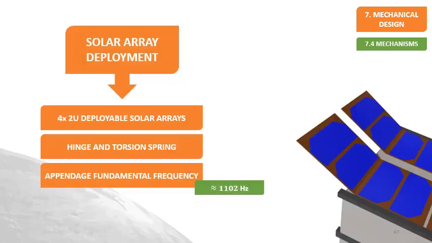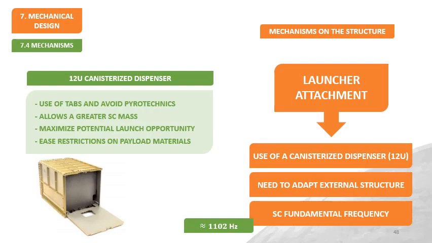In terms of the mechanism, two main groups can be found. The first of them will be the solar array deployment, which will use a hinge and torsion spring. It is also important to compute the fundamental frequency of this mechanism. Moreover, the launcher attachment is also important, being selected a 12-unit dispenser for the proposed geometry and providing the main interface and protection to the structure.